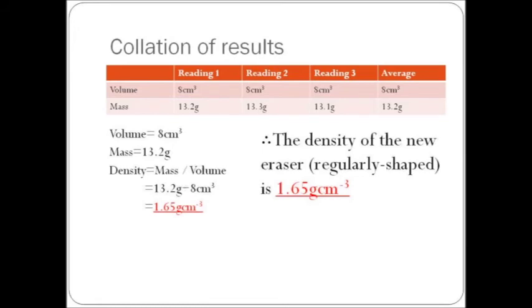Finally, we can calculate the density of the used eraser. Divide the mass of the eraser over its volume to find out its density.